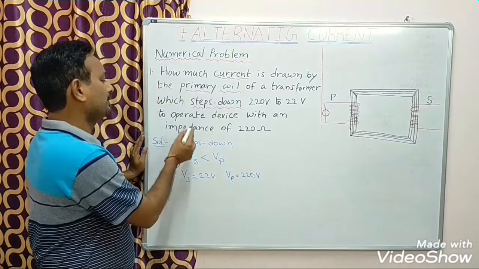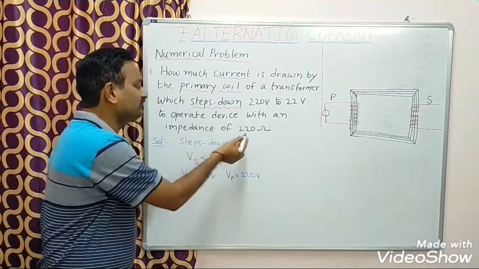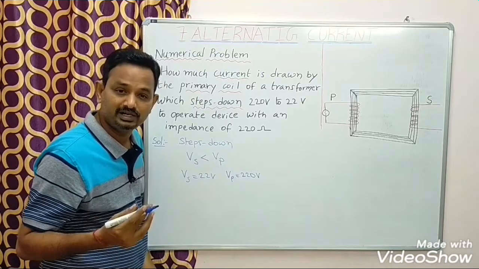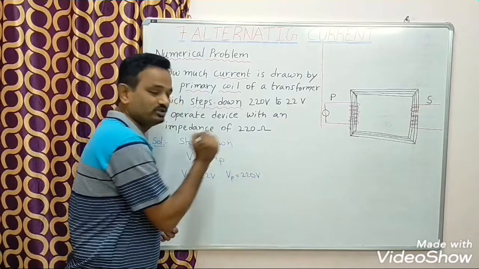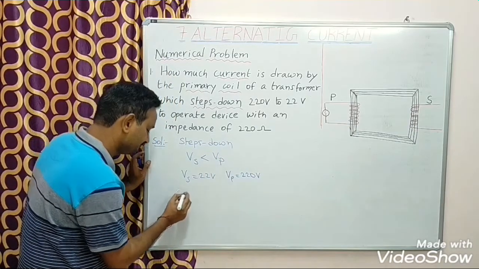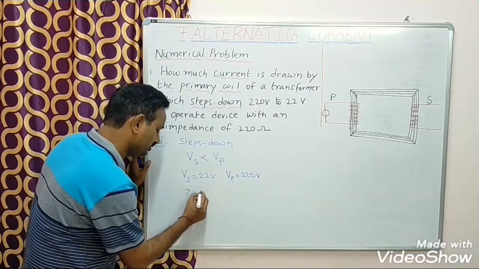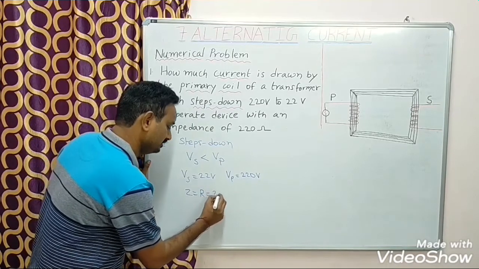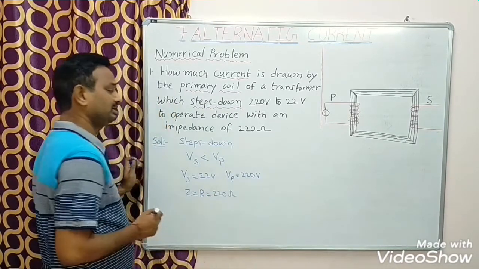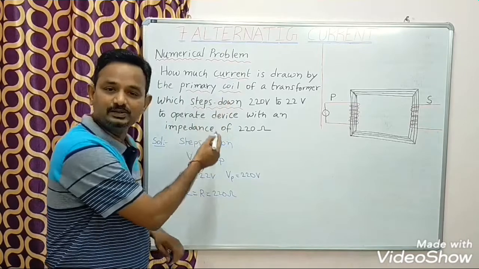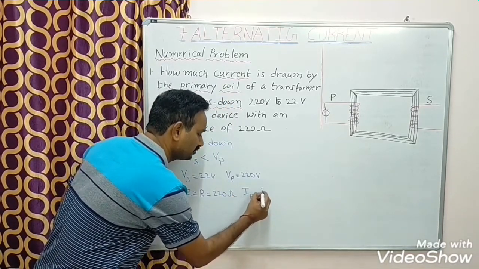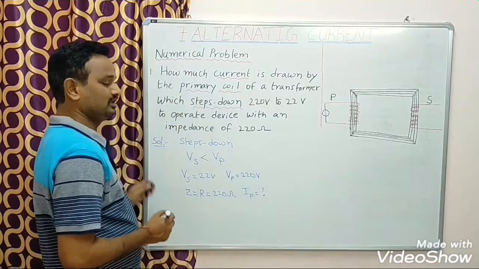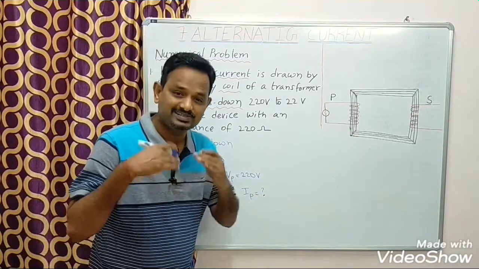To operate a device with an impedance of 220 ohm. Here, impedance means the resistance of the circuit, that is 220 ohm. Z equals R, 220 ohm. Then we need to calculate the current in the primary coil. Current in primary coil is equal to question mark. First I will calculate the current in the secondary coil.